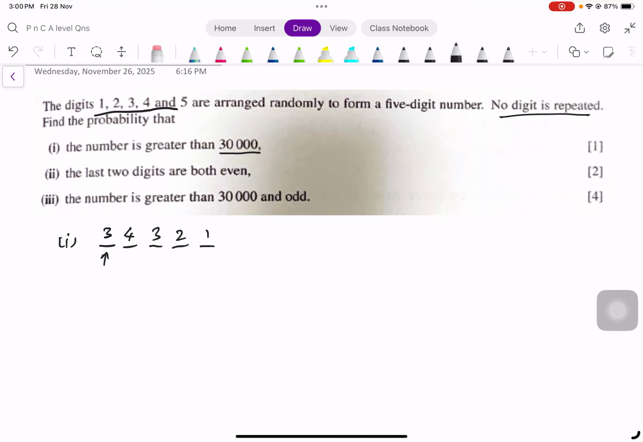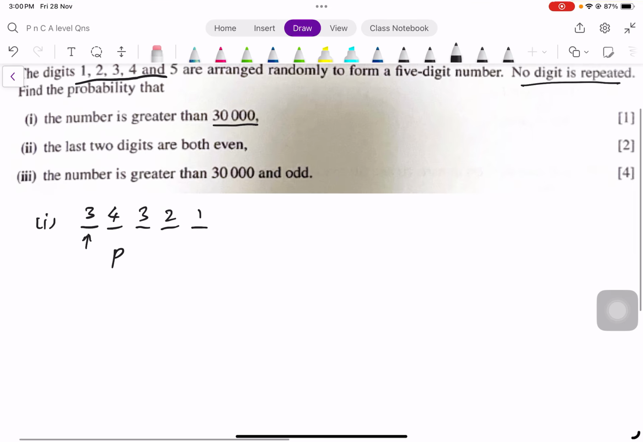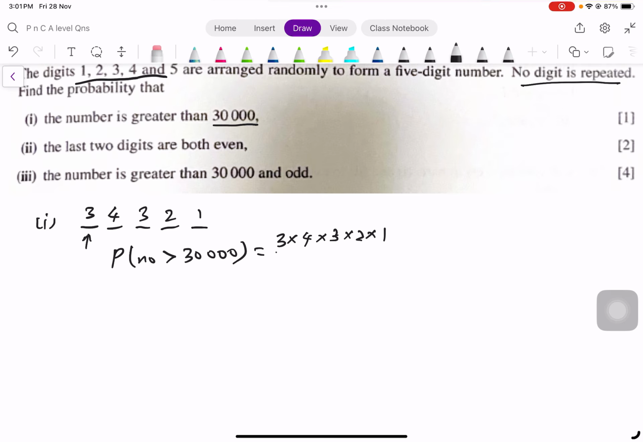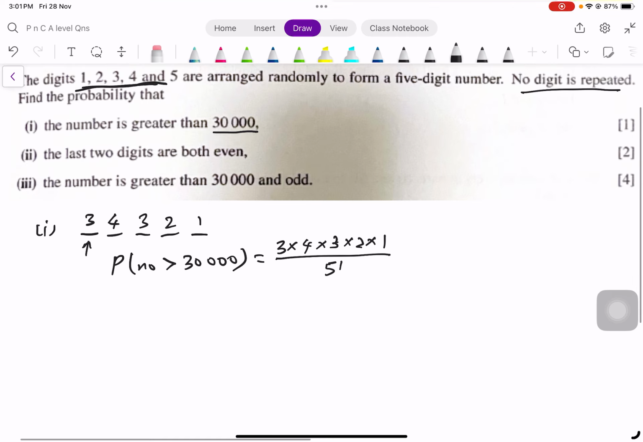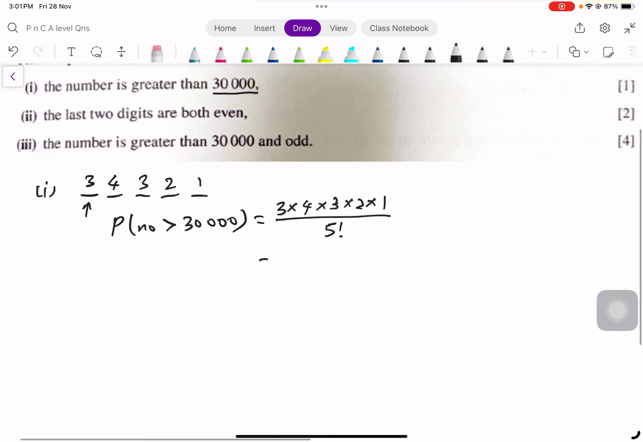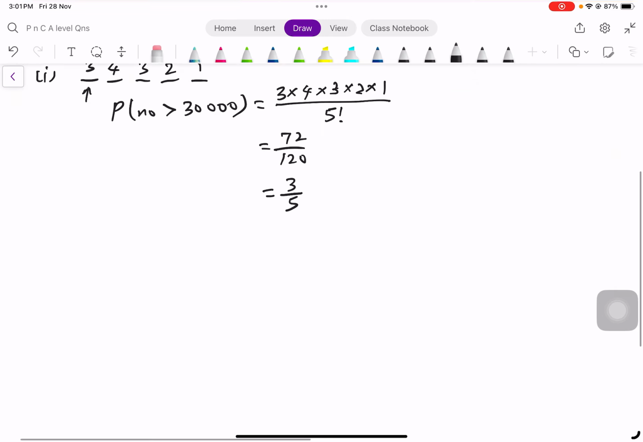Therefore, the probability that the number is greater than 30,000 is equal to 3 times 4 times 3 times 2 times 1. And if there's no restriction, the number of ways to arrange these 5 digits 1, 2, 3, 4, 5 is 5 factorial. Therefore, what you get is 72 divided by 120, and the answer is 3 over 5.